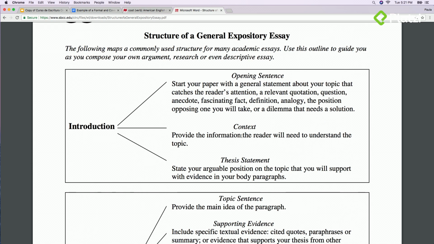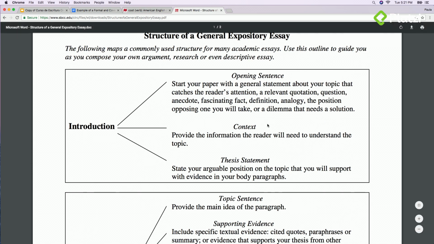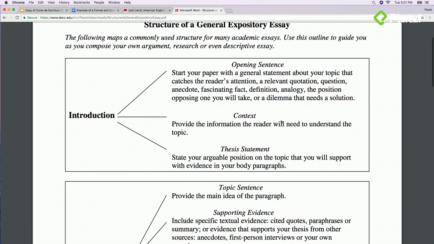In the introduction, we're going to create one paragraph, which is going to include an opening sentence. And if you see here, the idea is that we start the paper with a general statement about the topic. Here, we can include an anecdote, a fascinating fact, a definition, or an analogy. There are many different ways in which you can start your text, and the most important thing is that you call the attention of your audience. After that, you are going to provide some context to your reader. Probably they don't know a lot about this topic, so your task is to create this environment so they can understand everything that you're going to be presenting in your text.